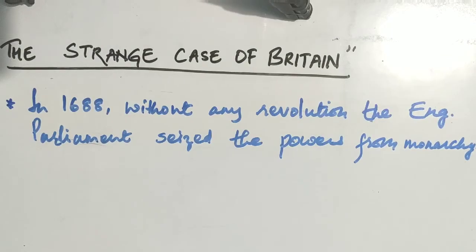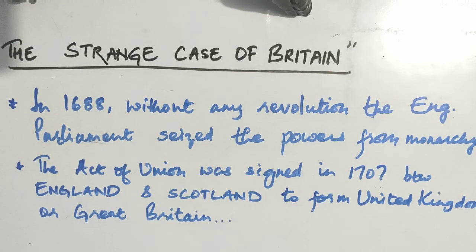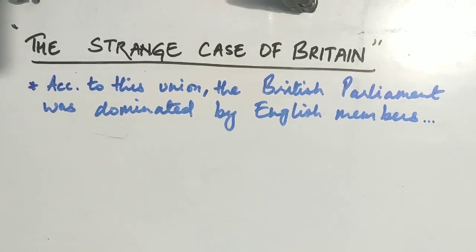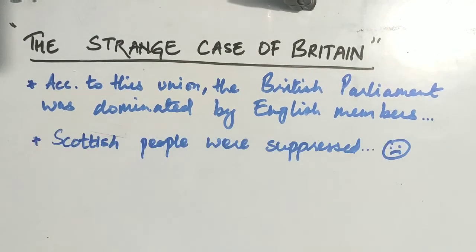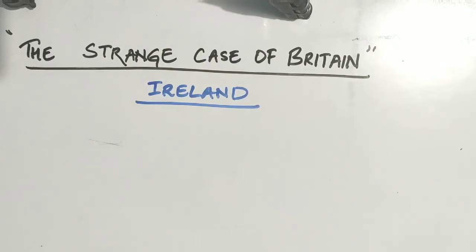In 1688, without any revolution, the English Parliament took the power from the monarchy. The Act of Union of 1707 was signed between England and Scotland to form the United Kingdom or Great Britain. According to this union, the British Parliament was dominated by English members and the culture and tradition of Scotland was suppressed. Hence, Scotland was made a part of the United Kingdom.